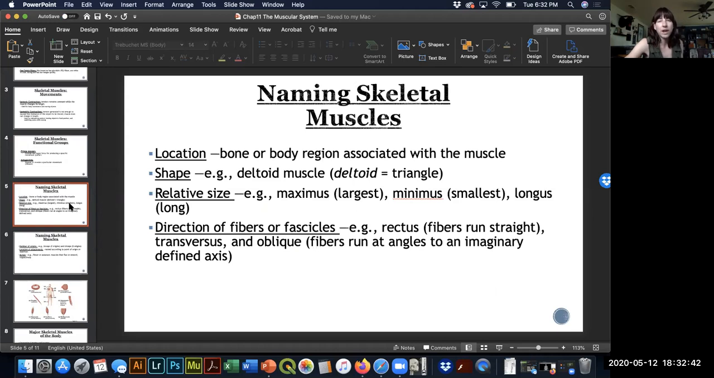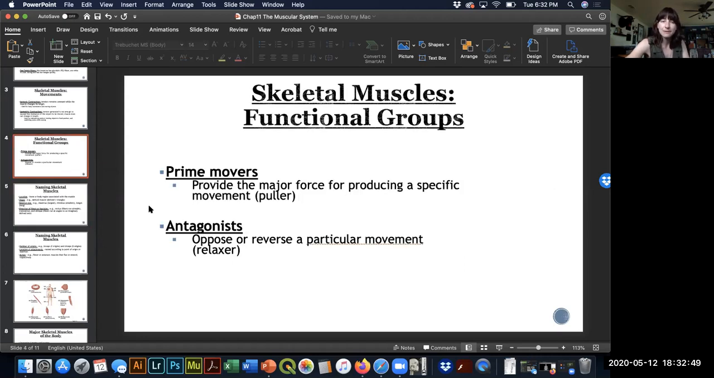So it depends on what action is happening to tell you which one is going to be the prime mover and which one's going to be the antagonist. So when I release it like this, prime mover would be my triceps. Yep, exactly. Whichever one is pulling becomes the prime mover. The antagonist is the one that has to relax in order to do the action. Oh, okay. Got it.